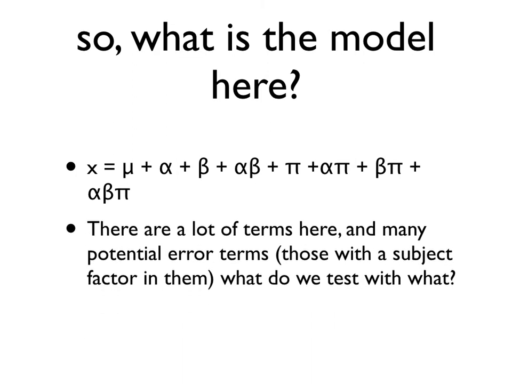There's a lot of terms here, and probably many potential error terms. Remember, we used tau pi as an error term, the interaction of the effect we're interested in and subjects. So it looks like there's a lot of potential error terms here. This one, and this one, right? Alpha pi, beta pi, and alpha beta pi. Just starting to sound like something from Dr. Seuss, right?